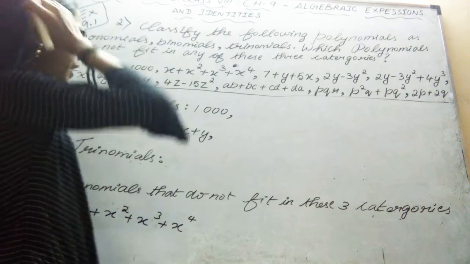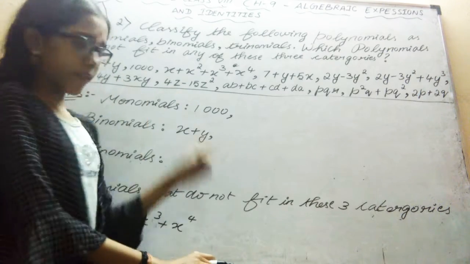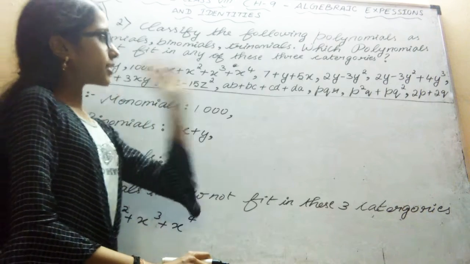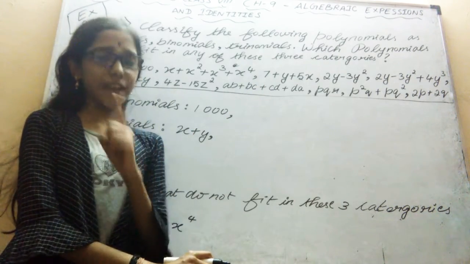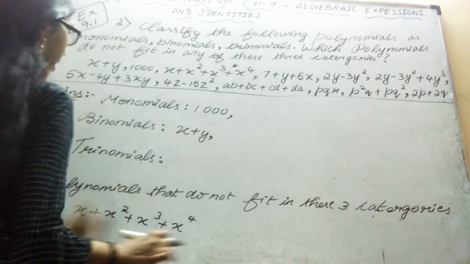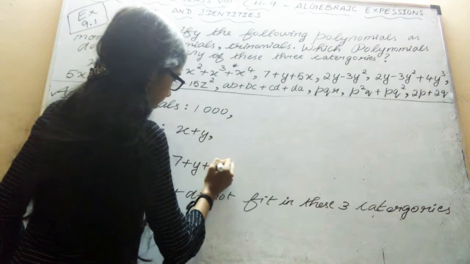Okay. So the next one is 7 plus y plus 5x. So 7 is one term, y is one term, 5x is another term. These three terms are separated by plus signs. So there are three terms in it, so it is a trinomial.